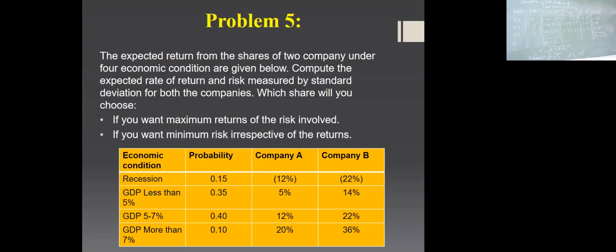Okay, so the first column talks about the business cycle or the economic condition of a particular country. The first economic condition that is given is recession, followed by the GDP level where it is increasing. We can consider that as a recovery stage, and then GDP where it is 5 to 7%, again recovery stage, and then when the GDP is more than 7%, we can consider that as boom stage.